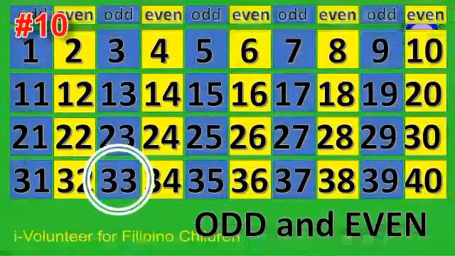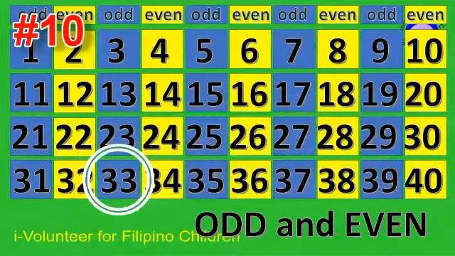Item number 10. Is the number odd or even? Number 33 is an odd number. Kindly repeat.